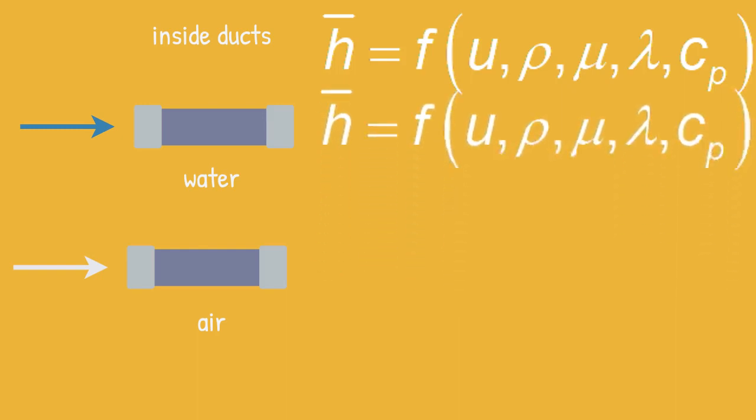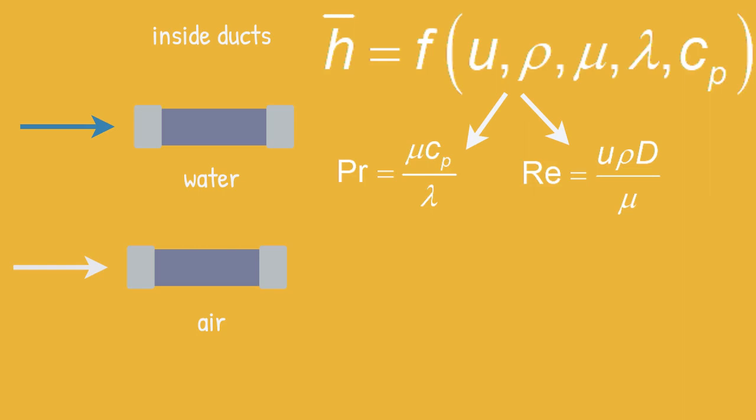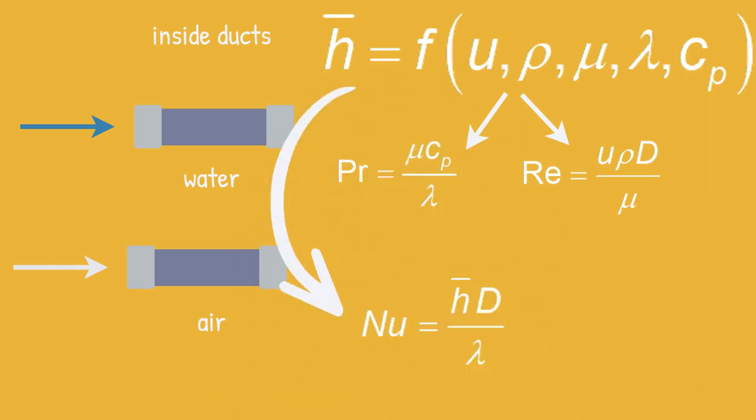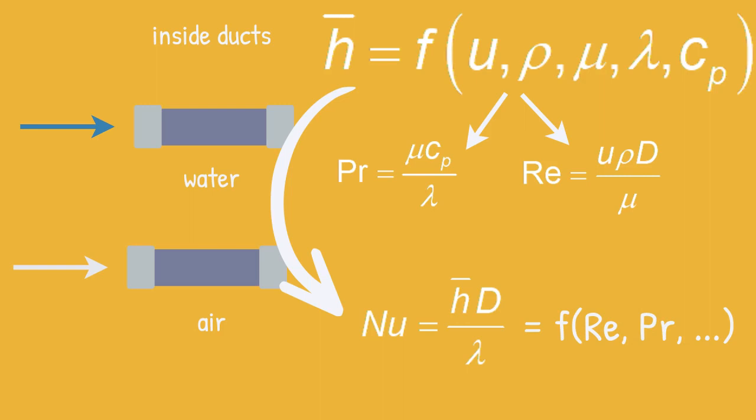How to avoid having a different formula for each fluid? The answer is by grouping properties and parameters into dimensionless numbers. The Prandtl number includes properties of viscous friction, energy storage, and thermal conduction. To characterize fluid flow, instead of velocity, we can use the Reynolds number. Now we need a dimensionless number related to the convection coefficient. This is the Nusselt number, which for forced convection is a function of the Reynolds number and the Prandtl number.